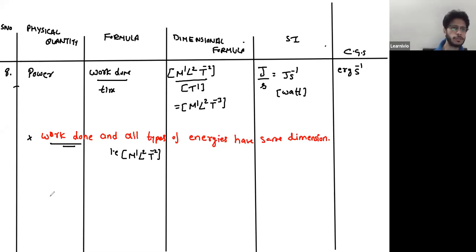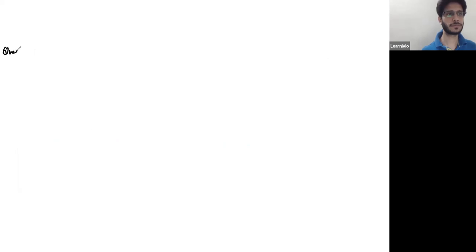Now after power, okay, first solve some numericals based on these 8 quantities, then we will come back to this list. Let's do some numericals which are based on these 8 quantities and we'll come back to this. So, shall I rub up the dimensions? Yes, sir. So, in the very first question, you will realize why you need that list.